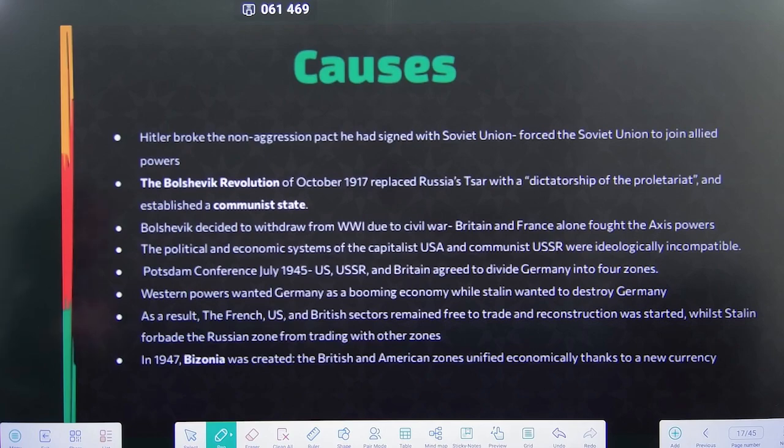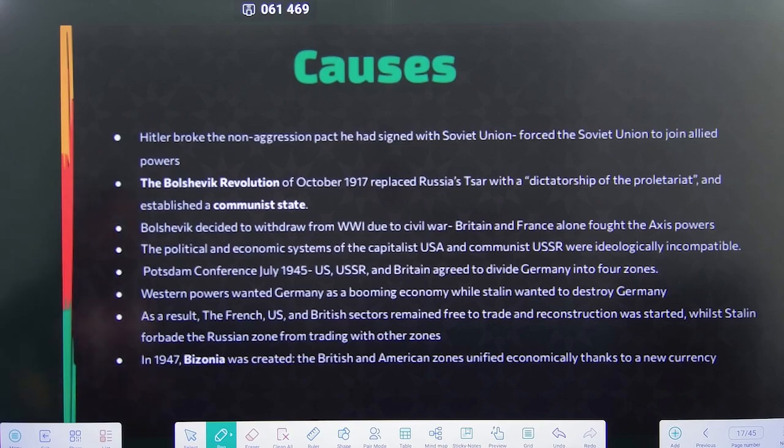Potsdam Conference, July 1945. I already told you about this. Try to understand one thing: you will see the US also jumps into the war at a much later stage, and that's when it starts to show active involvement. I won't say it wasn't there in the war, but active involvement from the US came at a later stage of the war. Western powers wanted Germany as a booming economy, while Stalin wanted to destroy Germany.